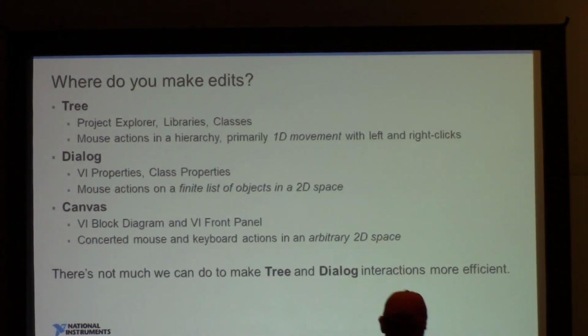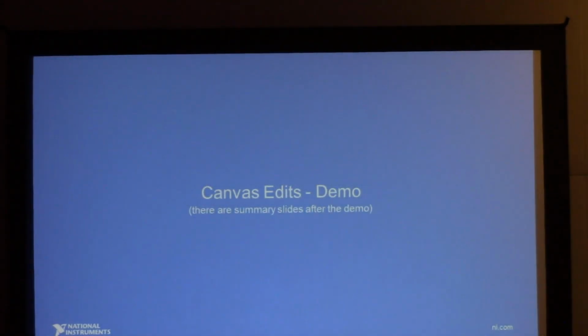Now, tree editing and dialog editing, I mean, there's a few minor things you can do, like some dialogs you can tab around instead of using your mouse. Maybe that's a little bit more efficient. But there's not much I can talk to you about how to make working in a tree or in a dialog more efficient. But the canvas, there are so many things we can do in the canvas to program more efficiently. And that's what our first demo is going to be about.